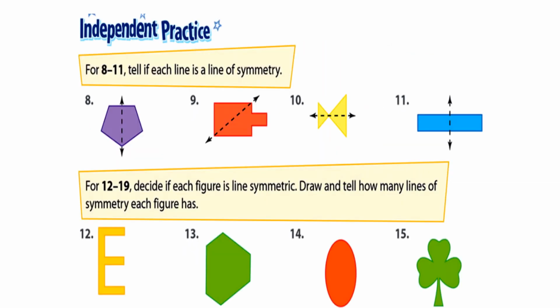Next question. Tell if each line is a line of symmetry or no. Of course, it is so clear here. That line divides the shape into exactly two equal parts. So it's yes, it's exactly okay. It's yes. It's a line of symmetry.